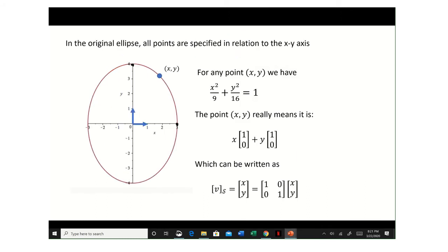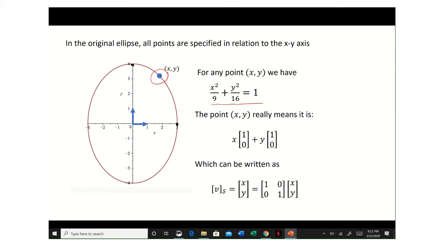So, let's think about this. In our original ellipse, we have that equation that describes it. So for any point on the ellipse, it satisfies that equation. That's what that means. It's all the points on the plane that satisfy that equation, and they just happen to be in the shape of an ellipse for that equation.